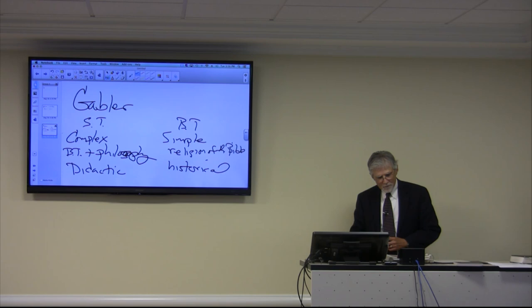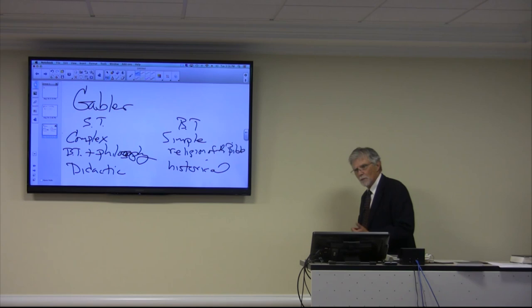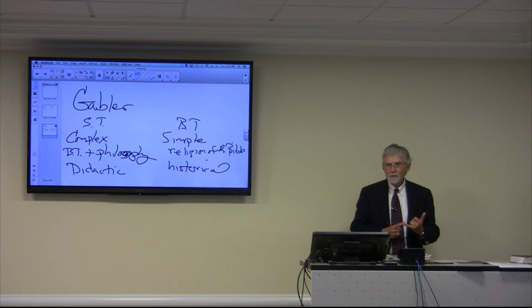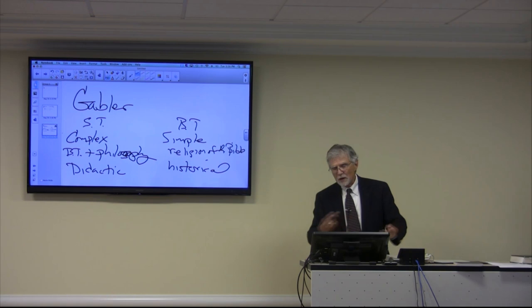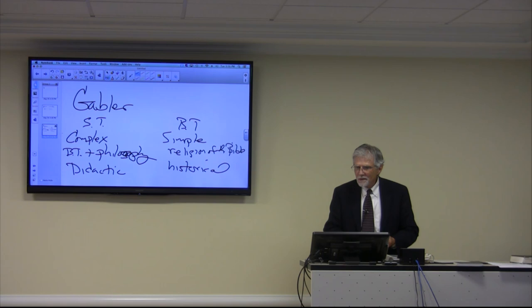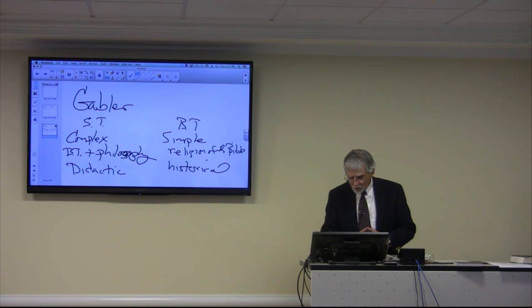Flowing from this was a three-stage technique of study. Gabler emphasized the interpretation of passages by grammatical historical exegesis. Are we opposed to that? Are we opposed to grammatical historical exegesis? Of course not. A comparison of passages by noting agreements, disagreements, discrepancies. Are we opposed to the analogy of Scripture? Of course not. And then to formulate those ideas without distorting the material. I don't want to distort the material.